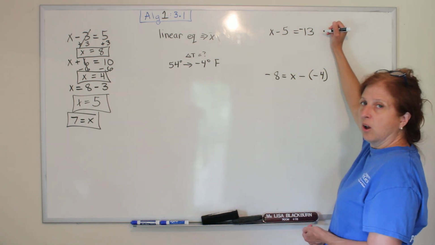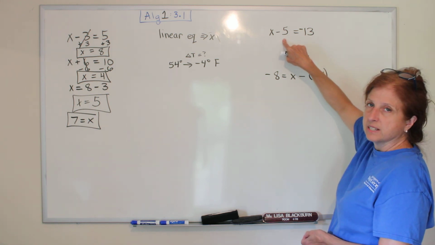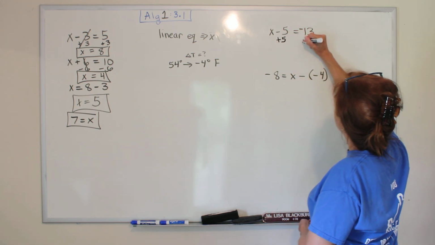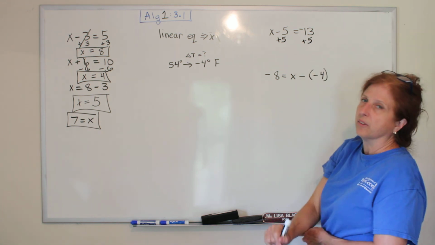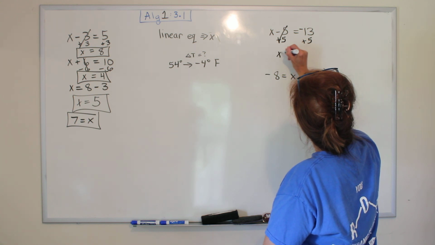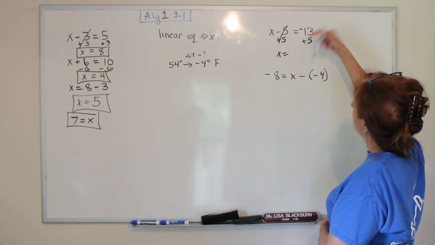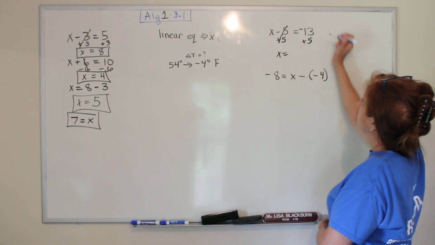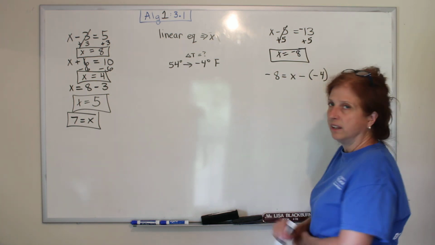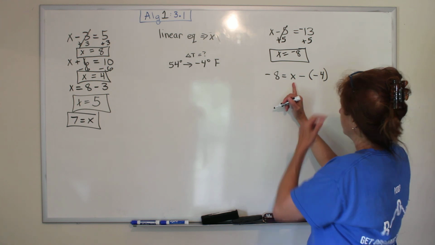Let's do this one. Why is x not alone? It's got a -5. What's the opposite? +5. What we do to one side, we do to the other. We mark those out. Bring down what we didn't mess with, the x and the equals. -13 + 5 is -8. Ta-da!